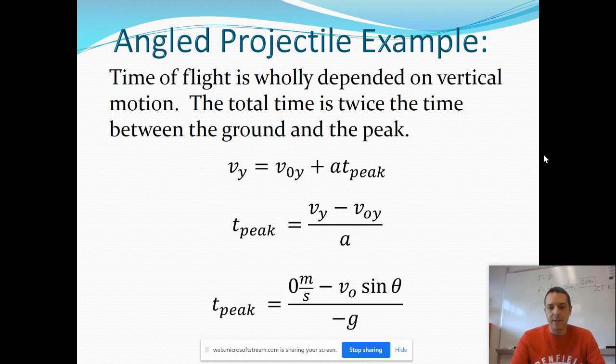Plugging in our values that we already established, final velocity is 0. Our initial velocity vertically is just our initial velocity times sine theta, and then we divide that by acceleration due to gravity. So this is going to give us the time to the peak, and we can use this for any scenario where we would have some angle, some projectile. We want to know how long it takes to get to the peak. We could always use this equation.